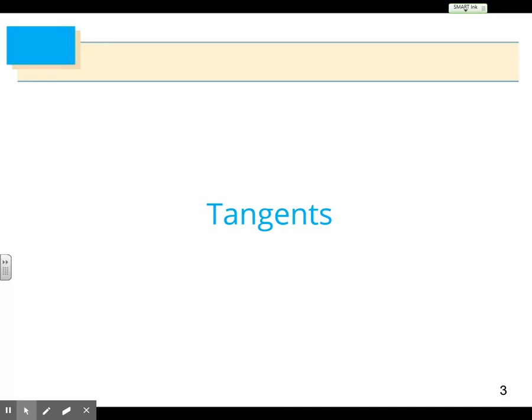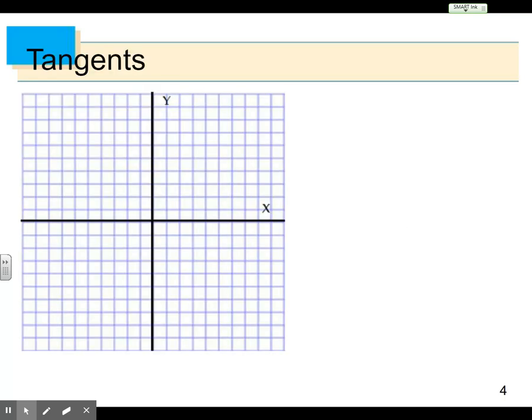I want to revisit the idea of the tangent line. Remember that the tangent line, if I have a curve, I'm just going to make one up right there, is going to be just a line that intersects the curve at one point. That's the best I can do. Really, it's a tangent line because it touches it in one point.